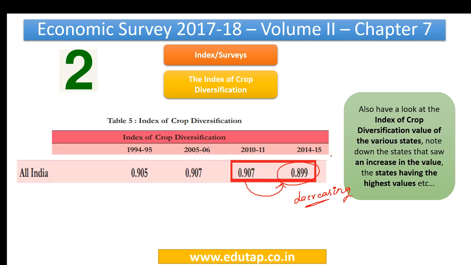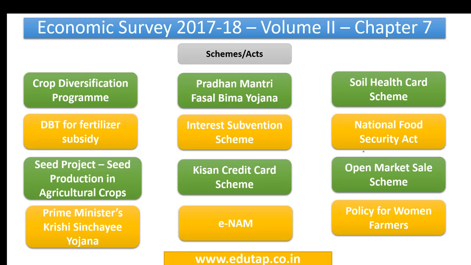Now, what are the other things that you need to do? Kindly have a look at the values for various states that are given in the economic survey, and just note down those states that have their values increased, right? Now we have come to the third dimension, that is schemes and acts.